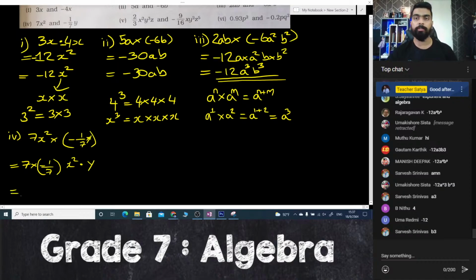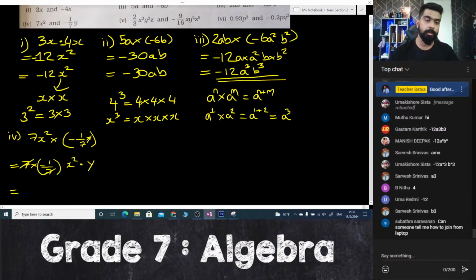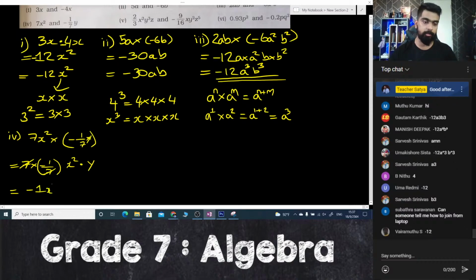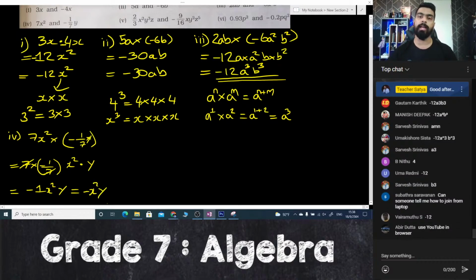Now, if you take a look at this, when we multiply the fractions, this 7 and 7 can simplify themselves. Therefore, the whole number that we have is just negative 1. And for the variables, x squared multiplied by y will give us x squared y. So we have negative 1 x squared y. Usually in algebra, we don't write the number 1 in front of the terms, so we would just write it as negative x squared y.